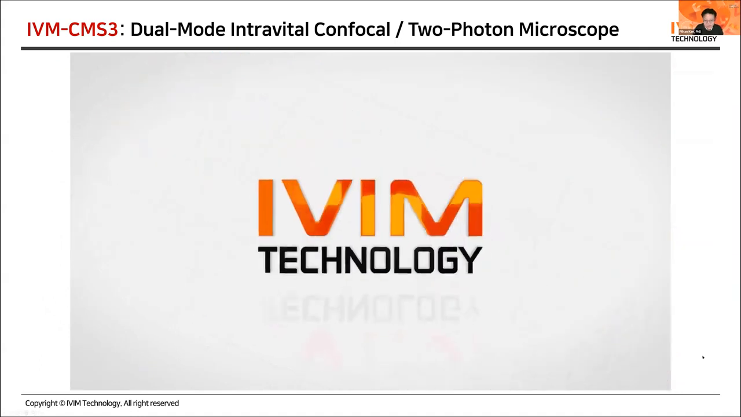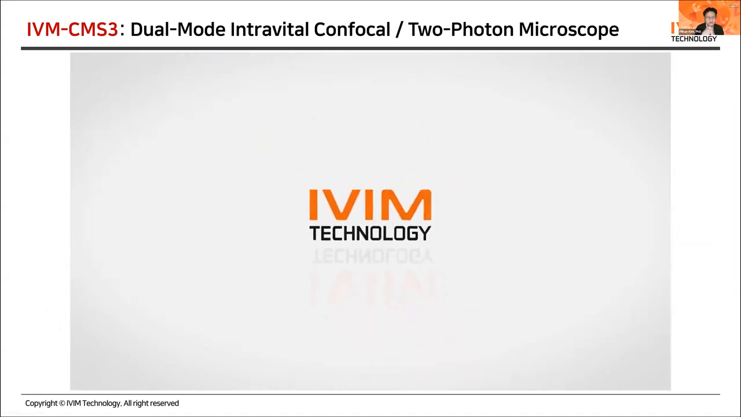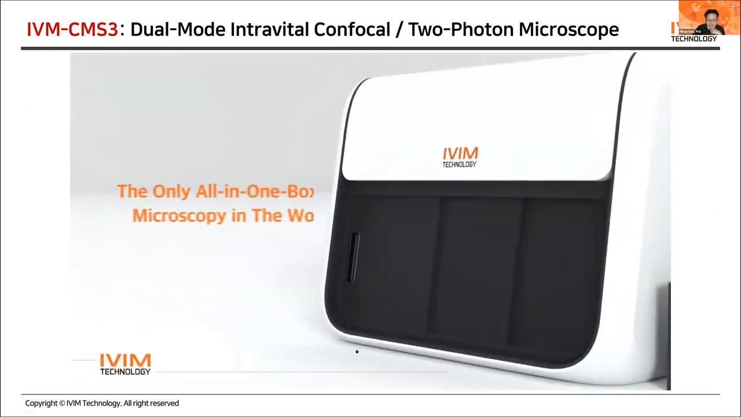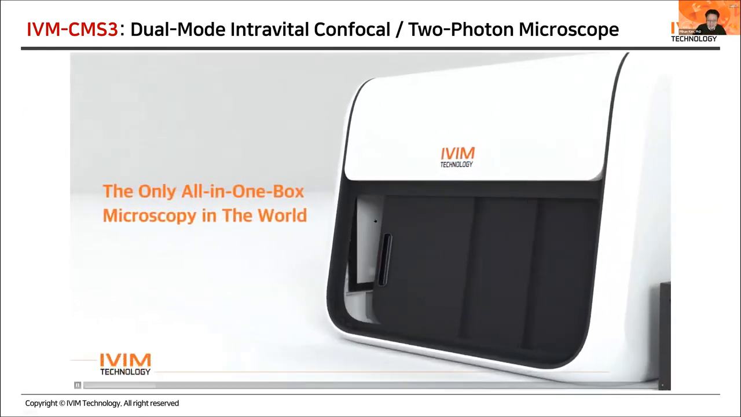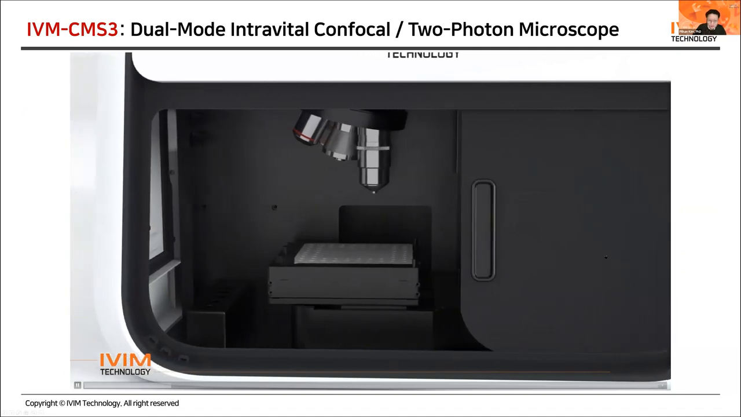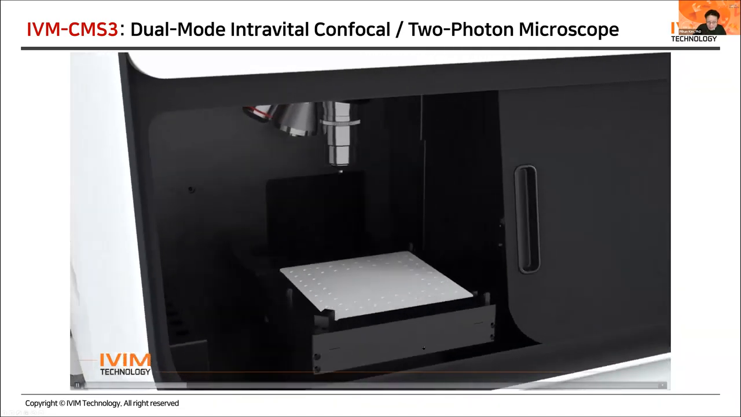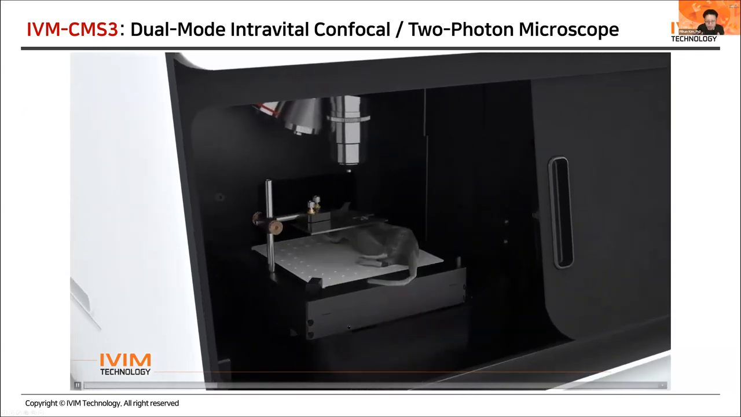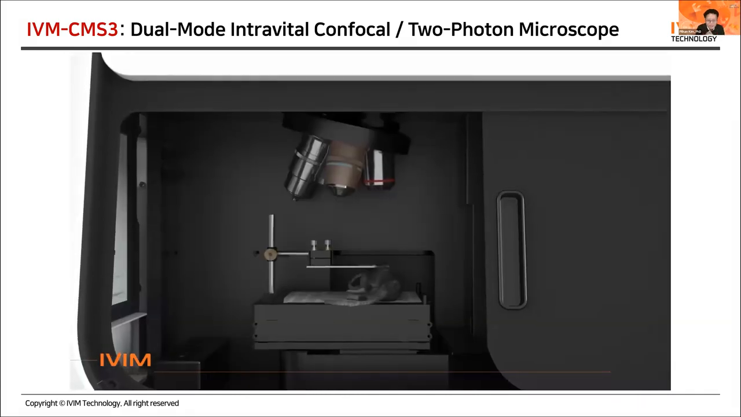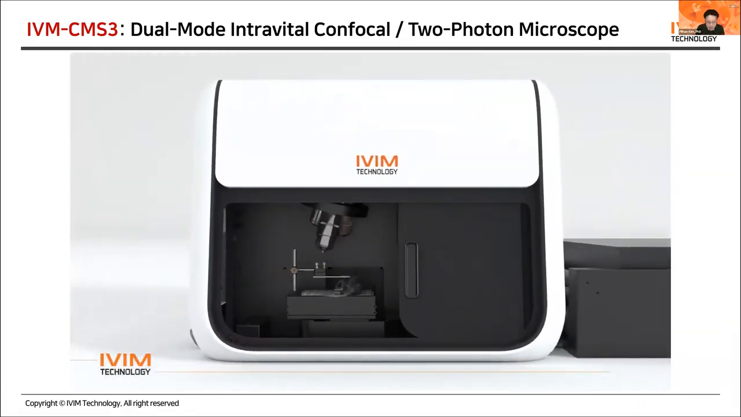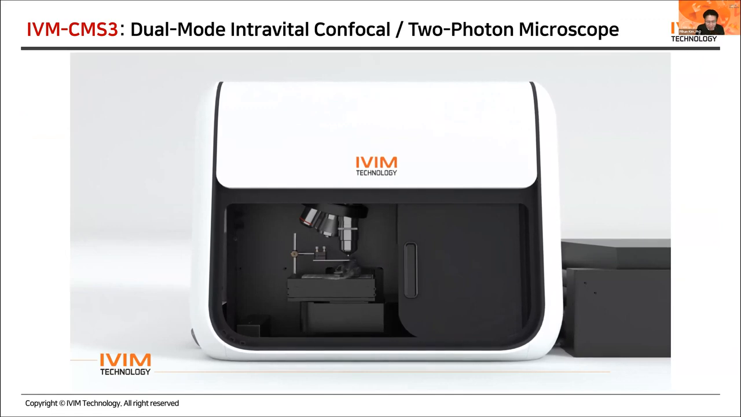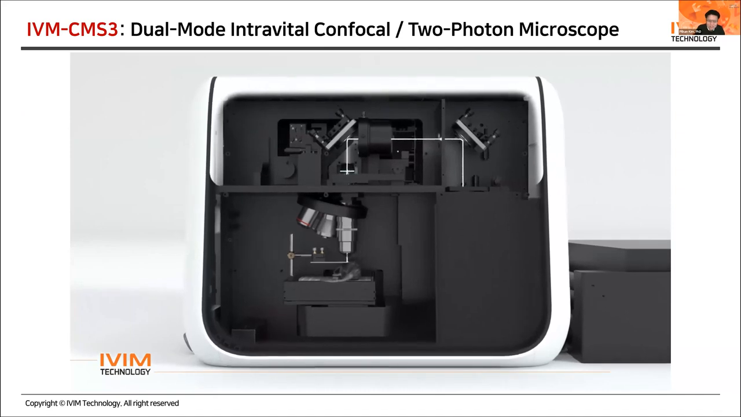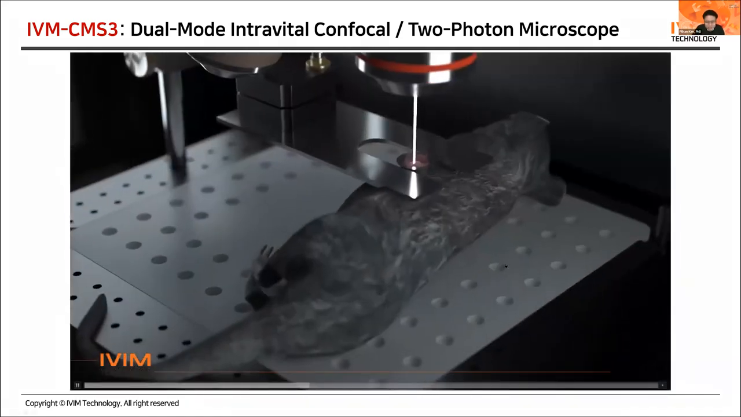Okay, I'd like to show you a short video to introduce this dual mode intravital microscopy system. It's an all-in-one, single box system with a sliding door in front, and we have an animal stage inside. So we can prepare the animal model for intravital imaging like that, put it inside the box, make the focus, and then close the door for confocal and two-photon imaging. Like this.